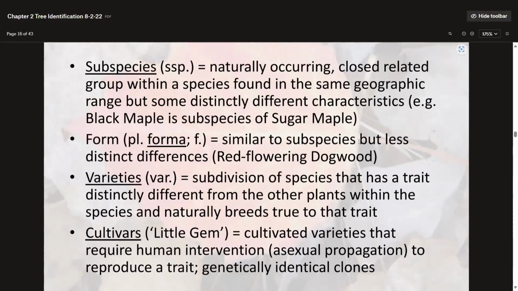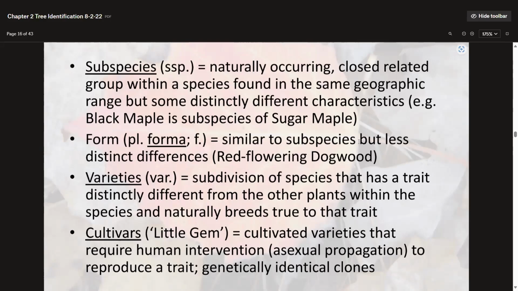Where the variety is a subdivision of a species that has a trait distinctly different from other plants within the species, and it always breeds true to that trait. So it has nothing to do with region, okay? Where the subspecies is going to be regional. So I hope that explains that a little bit better.